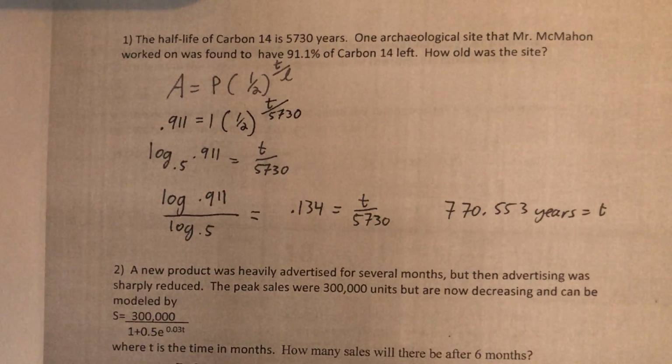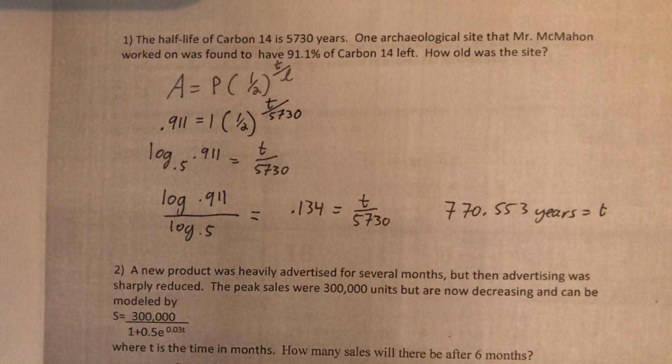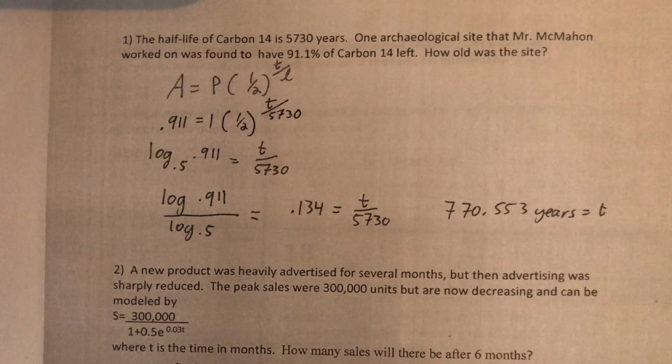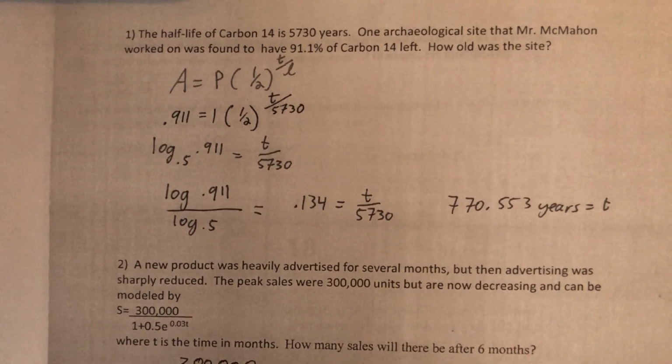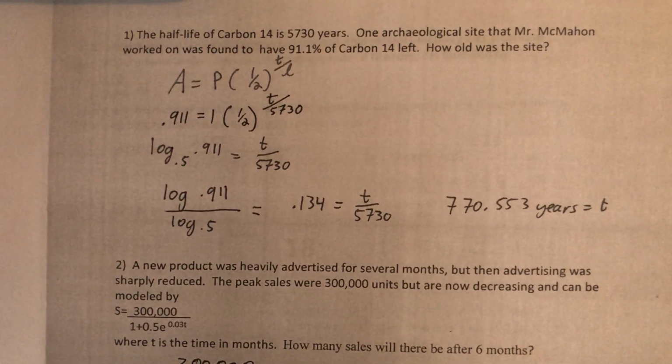So we're going to use our half-life formula. So the ending amount equals the starting amount times 1/2 raised to the time divided by the length of the half-life. So anytime we're dealing with percents, our starting amount is 100% or 1. Our ending amount is 0.911. Half-life is 5,730, and we are looking for time. So in this case, we have an exponential. We can't solve it. And anytime you have an exponential that you can't solve, you make it a log.